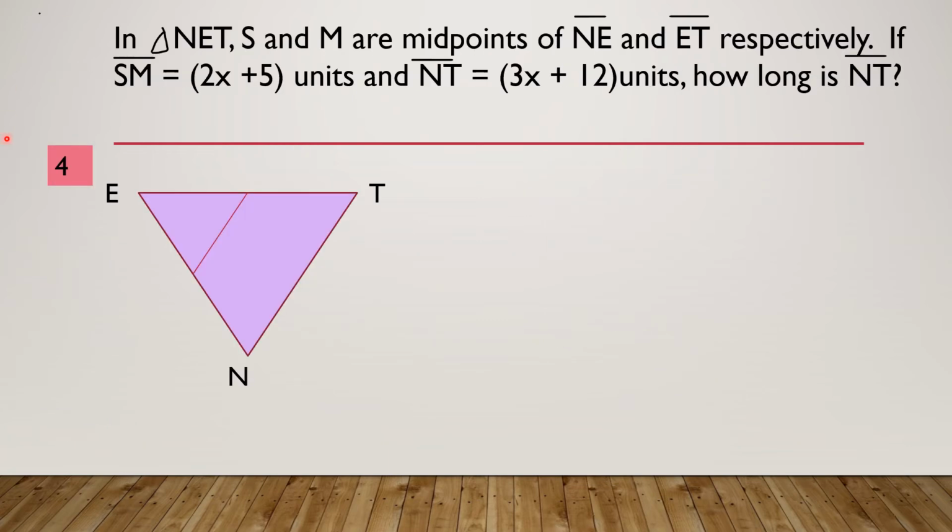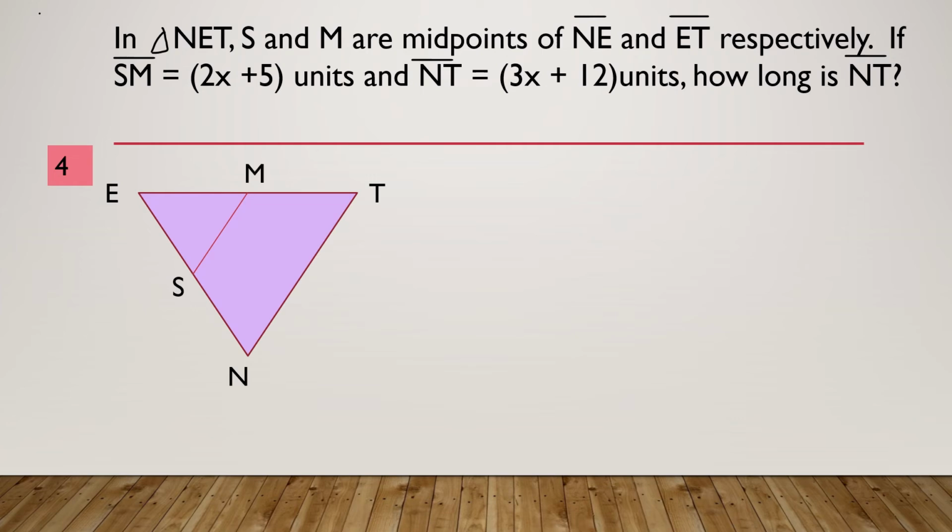Let's have another example here. In triangle NET, S and M are midpoints of segment NE and segment ET respectively. If segment SM is equal to 2x plus 5 units and segment NT is equal to 3x plus 12 units, how long is NT? Okay, so triangle NET, let's locate the midpoint. S is there and M is the midpoint of ET.